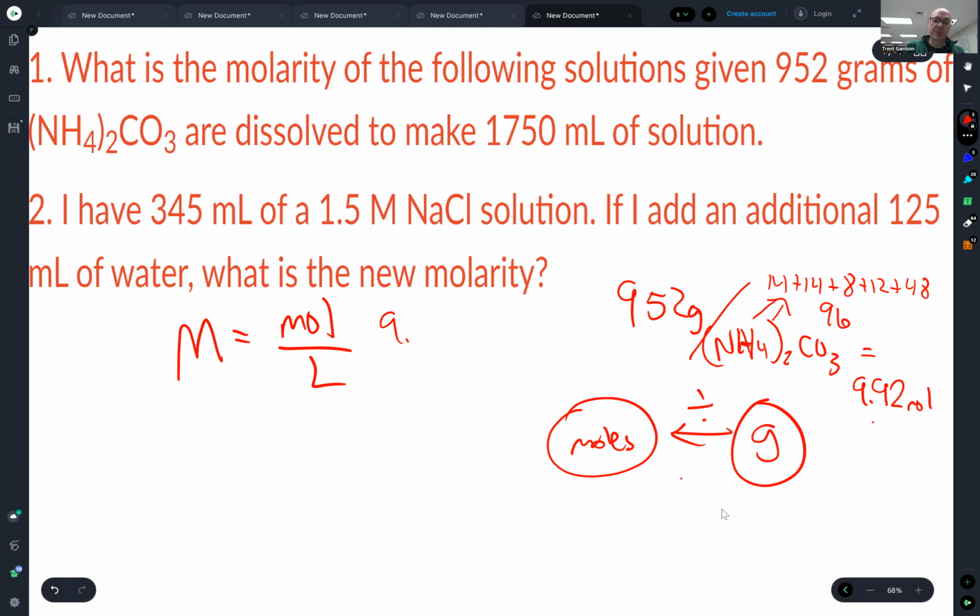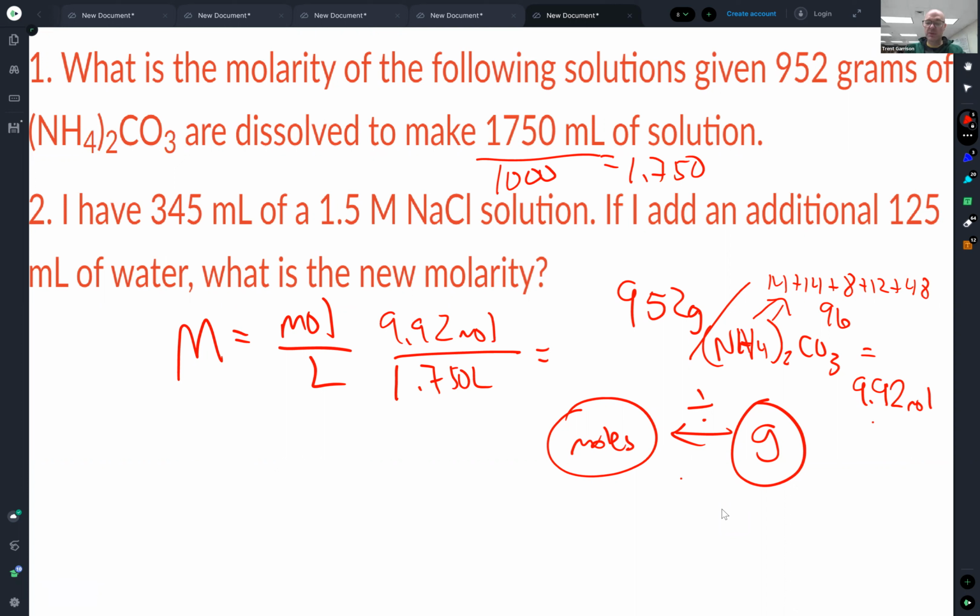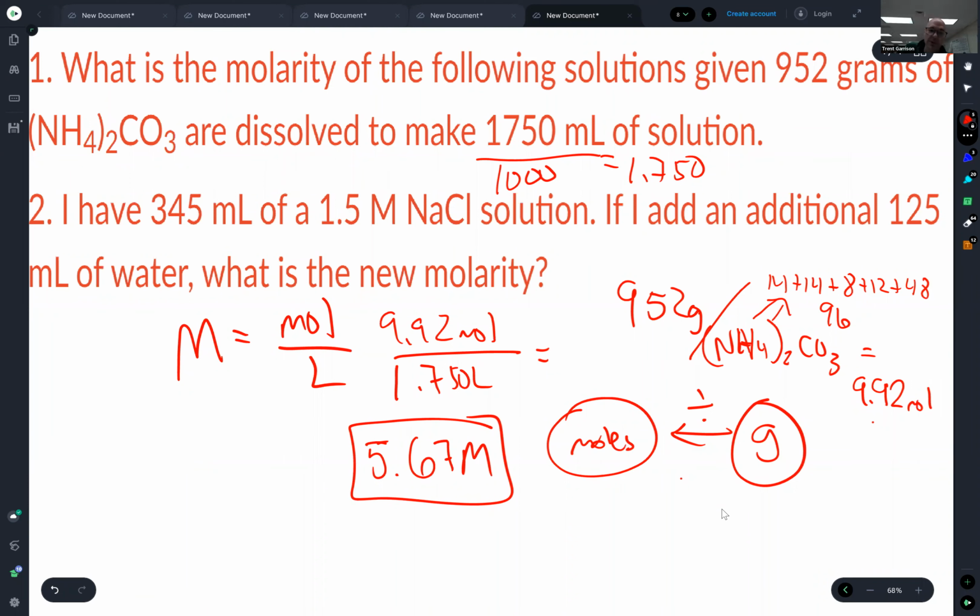So that goes up here. Now, divided by my number of liters. To go milliliters into liters, you simply divide by 1,000. That means this is 1.750. Put those two values in the calculator, 9.92 divided by 1.75, and you get 5.67 capital M, which is the unit for molarity.